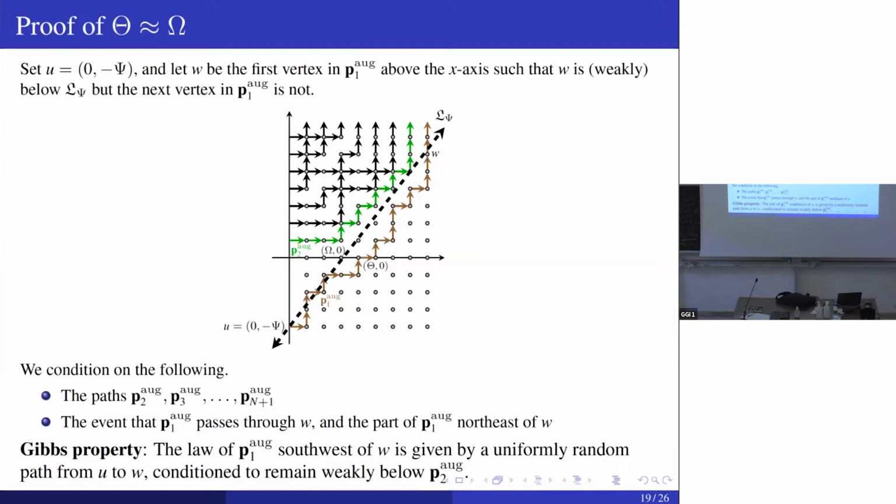And furthermore, I'm going to condition on everything above W, so on the brown path above W. So the only randomness left is the random walk model, the random path from U to W, and I'm conditioned on everything else. The Gibbs property for the Six-Vertex model tells me that the law of this P1 aug, just this brown path, conditioned on all that stuff, is simply a uniformly random walk conditioned to start at U and end at W and lie below the green path. This is just a statement about what it means to condition in this Six-Vertex model.